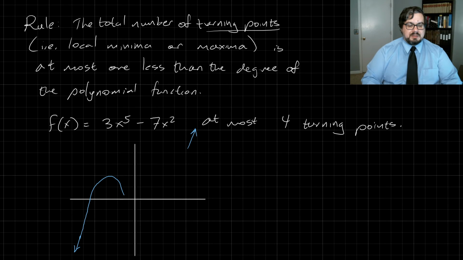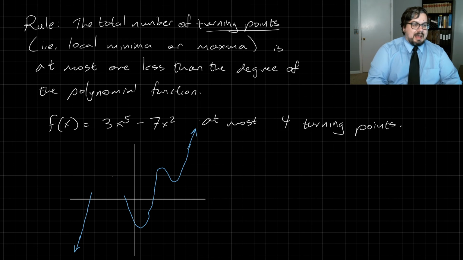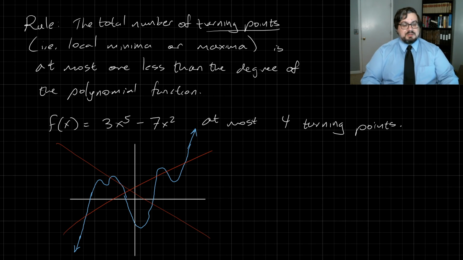So it could look like this. There's 1, there's 2, there's 3, there's 4. So that's fine. A degree 5 polynomial could have a graph that looks like this. However, if I add in some more, it could not have this graph, because notice that this graph has 1, 2, 3, 4, 5, 6 turning points. And so it could not be the graph of a degree 5 polynomial function.